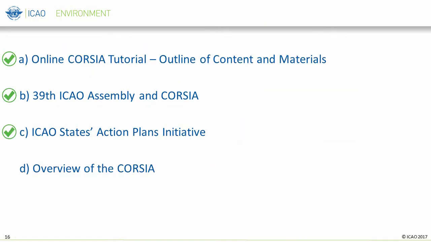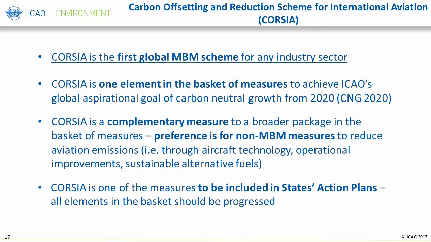Now that we've identified some of the important synergies between state action plans and CORSIA, let's transition into a high-level discussion on CORSIA. CORSIA is the first global market-based measure scheme for any industry sector. As was noted previously, CORSIA is one element in the basket of measures to achieve ICAO's global aspirational goal of carbon neutral growth from 2020.